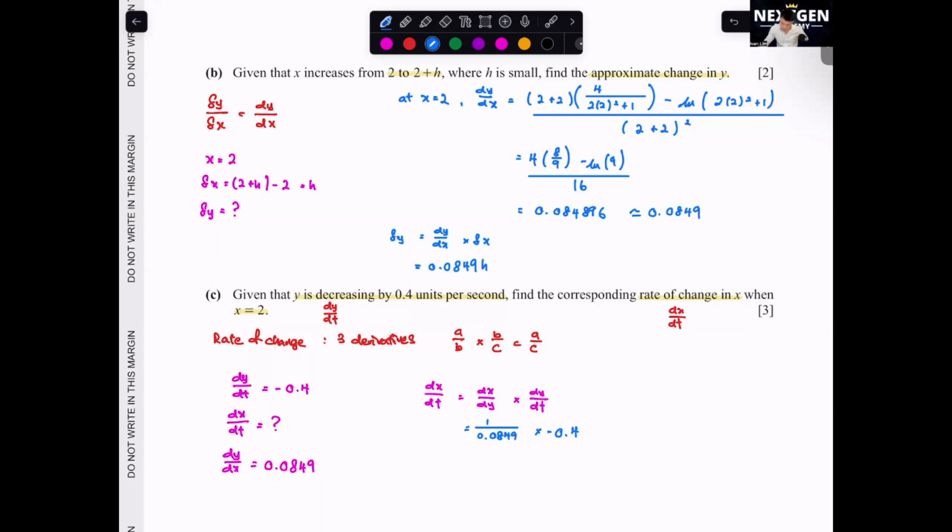Type this into the calculator. Hold on a minute, did I do something wrong? Minus 0.4 divided by 0.0849. Rounding up to 3 SF, 4.71. Okay, good. Pretty tough, right? For the first half. Normally, if you see the older papers, all the previous papers before 2025.